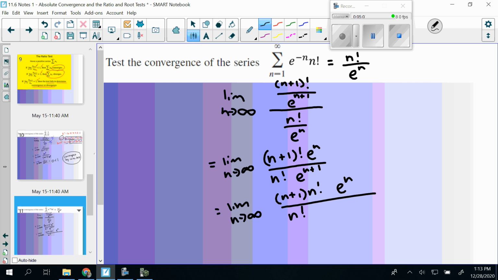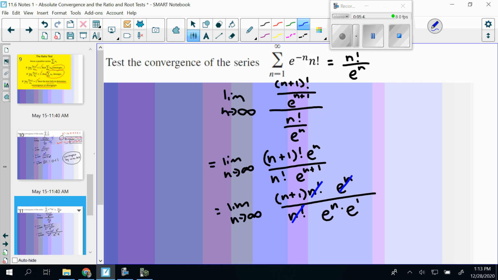On the bottom, if we have e to the n plus 1, another way to write that would be e to the n times e to the first power. Because anytime your base numbers are the same here, when we put these together, we add the exponents. So this would be the same as what we started with, e to the n plus 1, if we add those exponents together. The reason we wrote it like that is now we can do some canceling here. Our n factorials cancel.